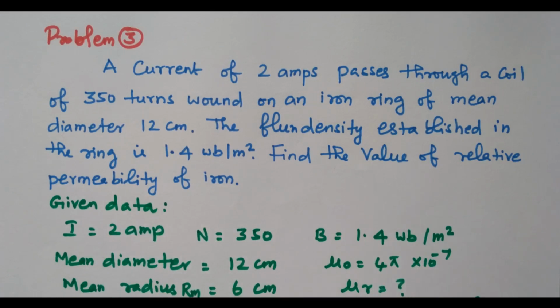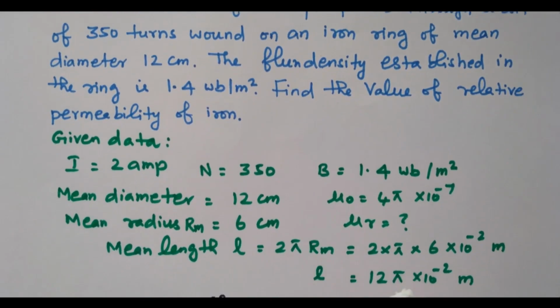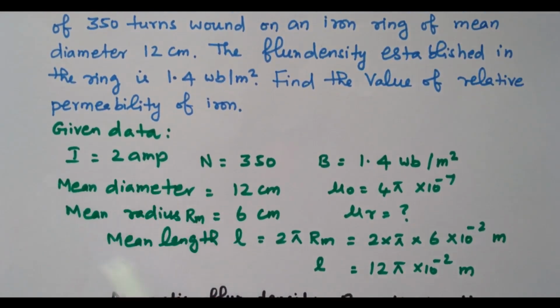So what are the data given? First the current is given, 2 ampere. Number of turns, 350. Magnetic flux density B equal to 1.4 Weber per meter square. Mean diameter is given, 12 centimeter. So the mean radius equal to 6 centimeter. So the mean length is nothing but L equal to 2 pi Rm, the circumference.